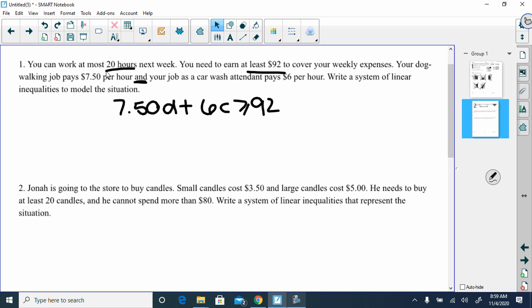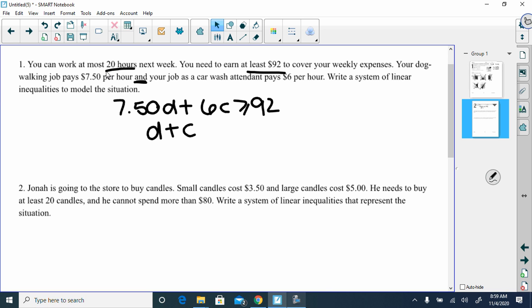Alright, we also have to have one for the hours. So do we have any idea how many hours she plans on working the dog walking job? So we'll just have to put D for dog walking hours. She also has this other job, so we need to add to it the hours she will make. She will be working at the car wash. Again, we have no idea how many hours, so maybe C for the car wash job.